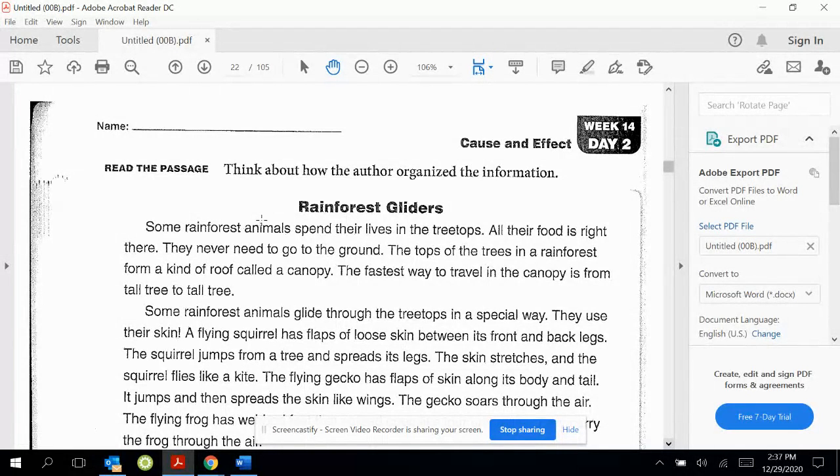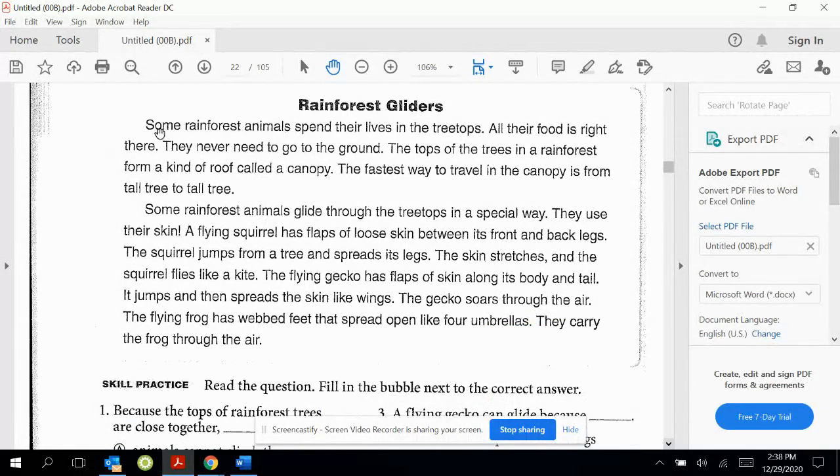Forest gliders. Some rainforest animals spend their lives in the treetops. All their food is right there. They never need to go to the ground. The tops of the trees in a rainforest form a kind of roof called a canopy. The fastest way to travel in the canopy is from tall tree to tall tree. Some rainforest animals glide through the treetops in a special way.